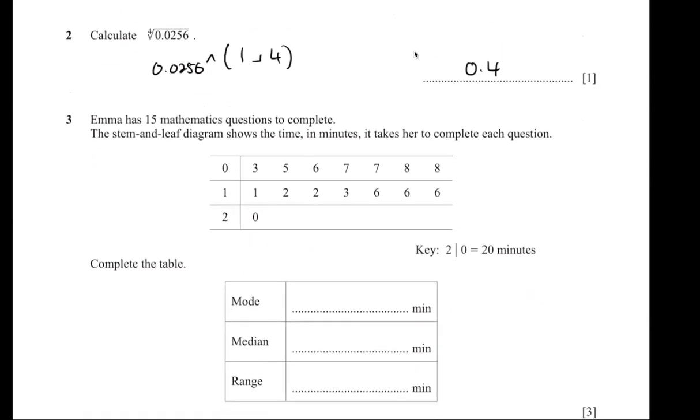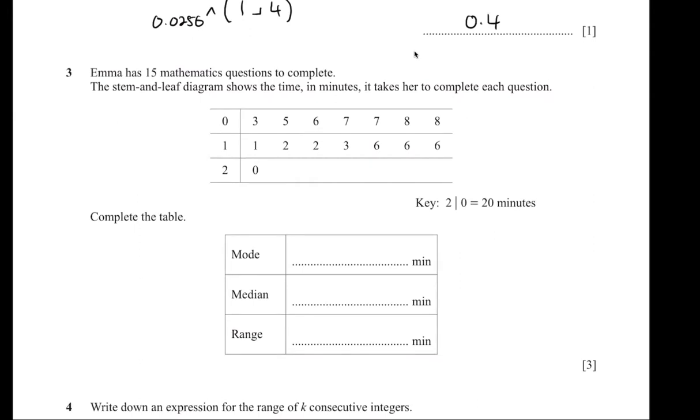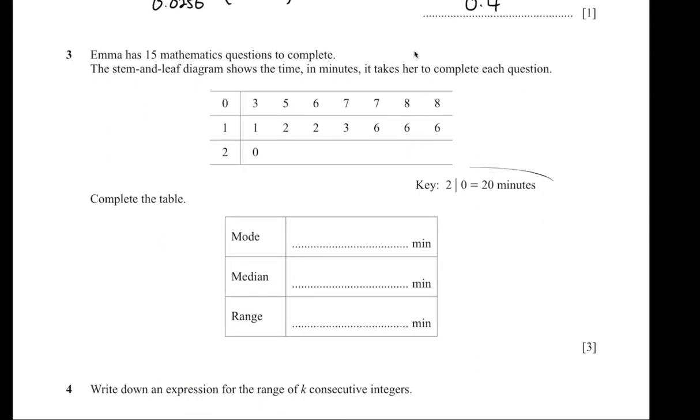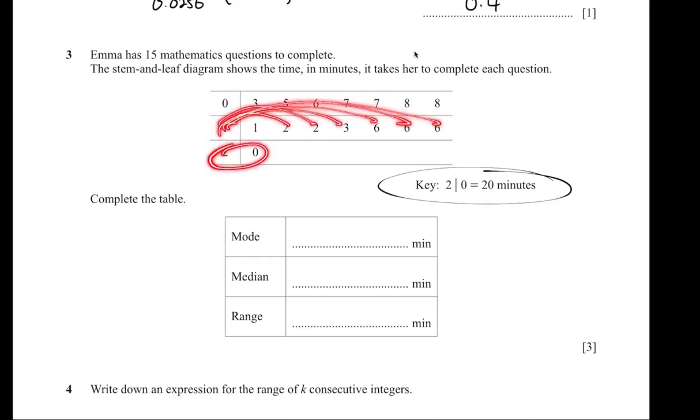Emma has 15 mathematics questions to complete. The stem and leaf diagram shows the time in minutes it takes her to complete each question. Complete the table. You can see the key is this one here. So all these numbers represent 3, 5, 6, 7, 7, 8, 8, 11, 12, 12, 13, 16, 16, 16, 20.